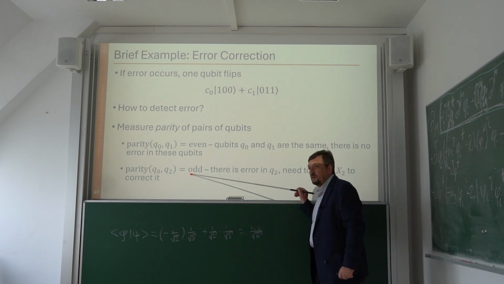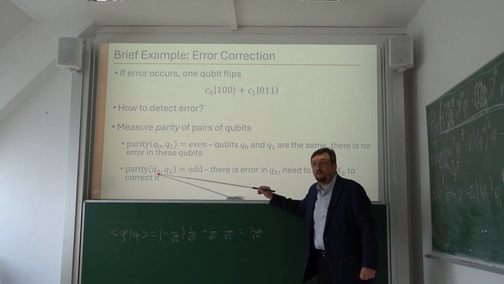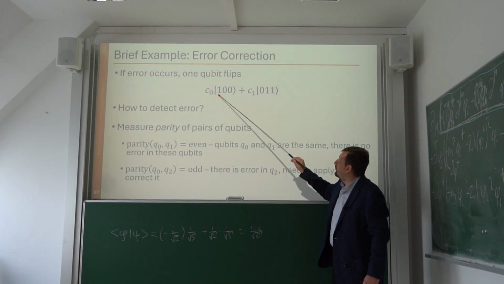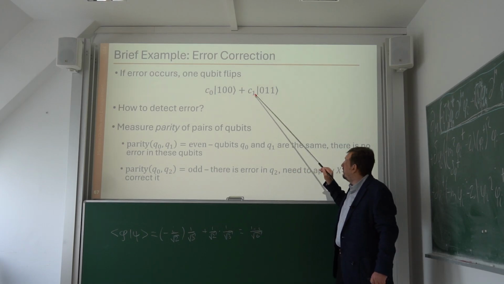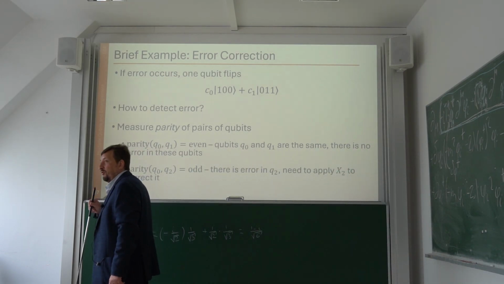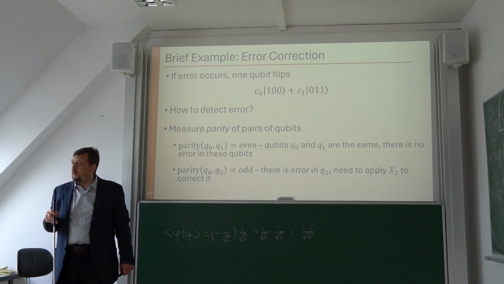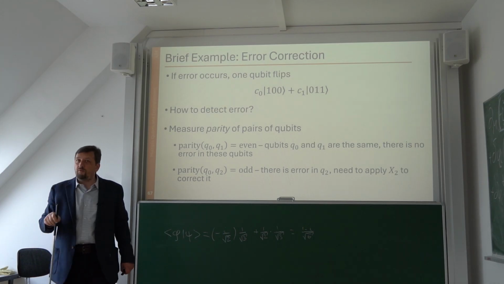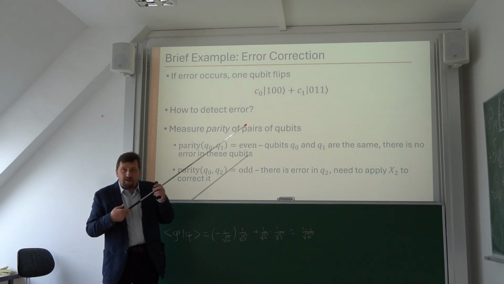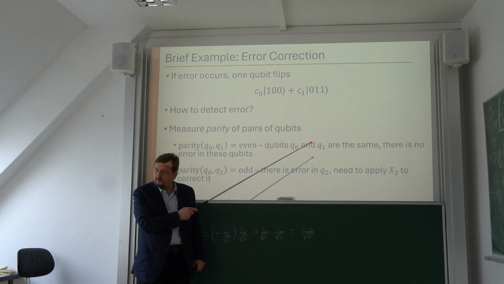I keep this state intact. But I see that parity is odd. Okay, so one of these two qubits is wrong, is flipped. I know that Q0 is not flipped, so I can deduce that Q2 is flipped. I apply X2 gate, and I correct the error. So this is how error correction works. It is very important to use partial measurement. We can use partial measurement of quantum system to get information about this system, and if our measurements are properly designed, we will not destroy superposition.